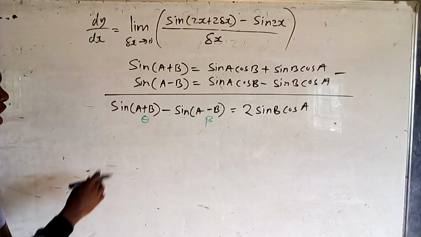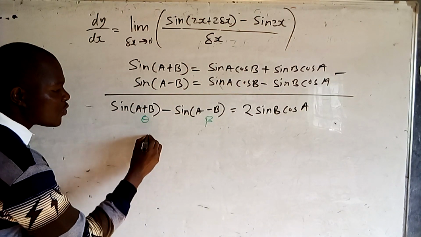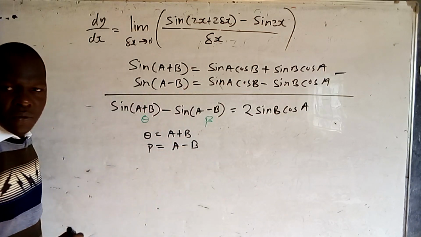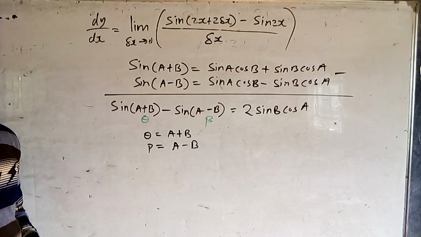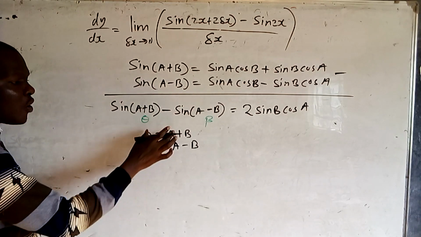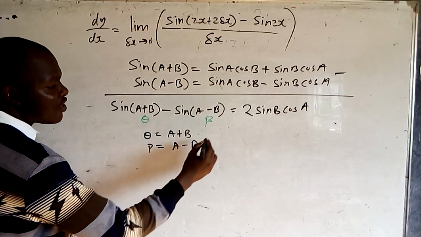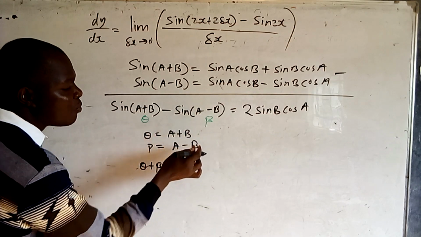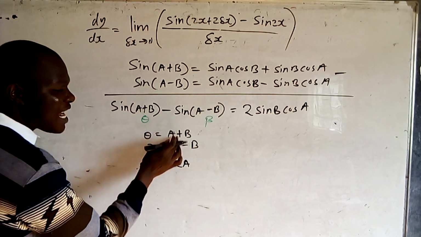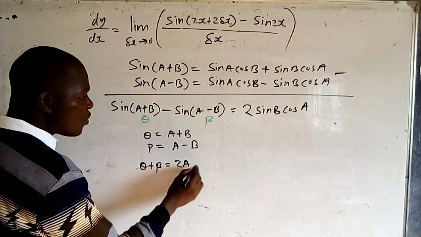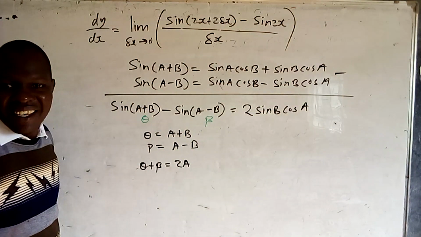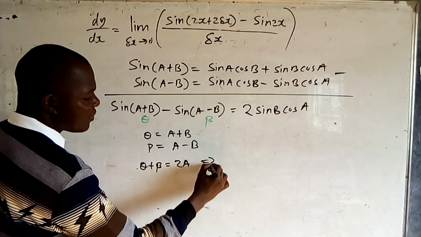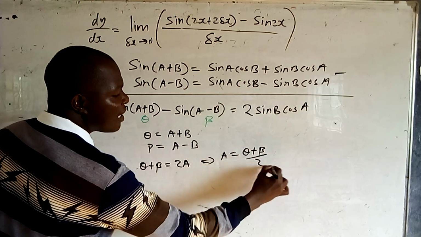Yes. So from here you now see sine theta minus sine beta, meaning you say theta is a plus b and beta is a minus b, isn't it? So what do you get here? When you add the two equations, what do you get? When you add the two, theta plus beta is equal to 2a because b plus negative b is 0, isn't it? So what is the value of a? You divide both sides by 2. So you found a is theta plus beta over 2.